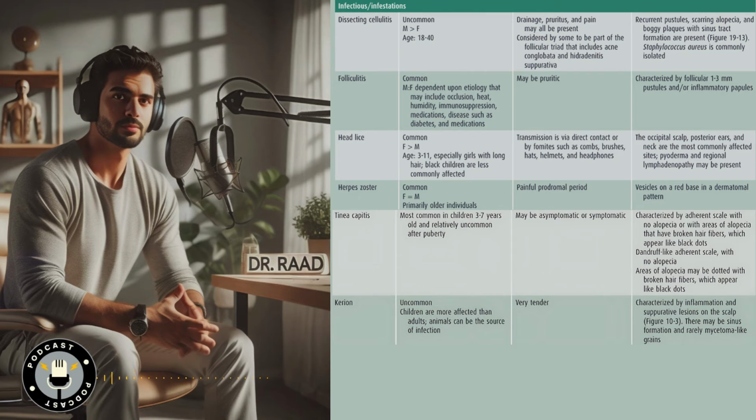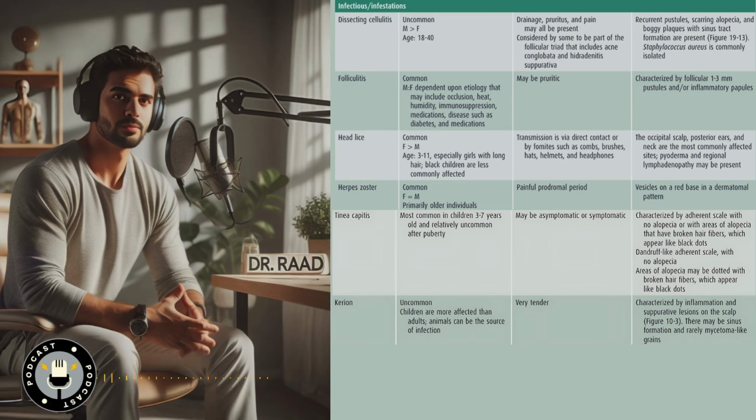Symptoms: look for drainage, itching, and pain. It's often part of a follicular triad that includes acne conglobata and hidradenitis suppurativa. Clinically, you might see recurrent pustules, scarring alopecia, and those boggy plaques with sinus tracts. Staph aureus is frequently the bug we find here.